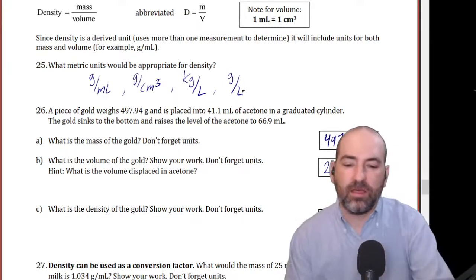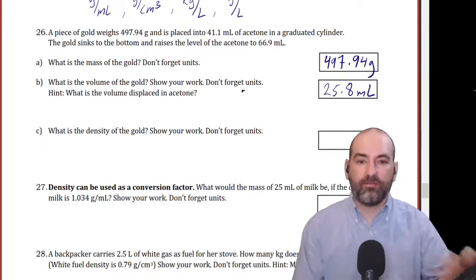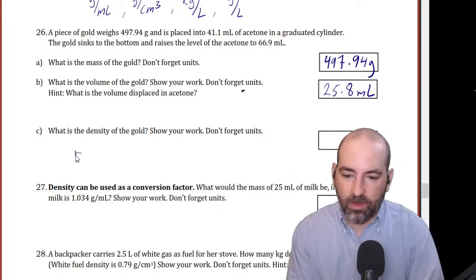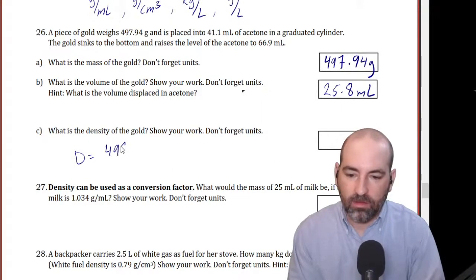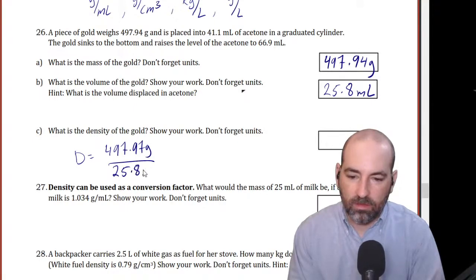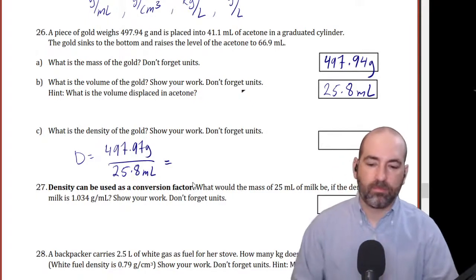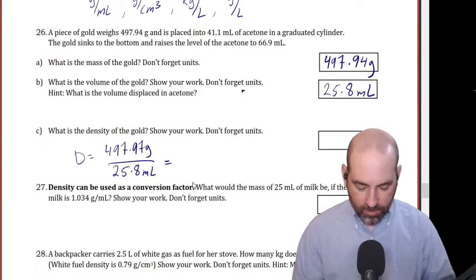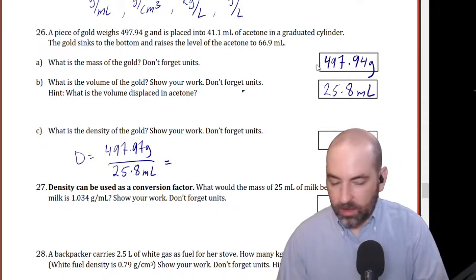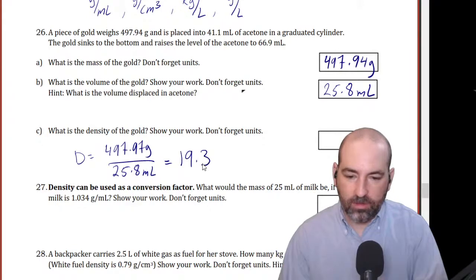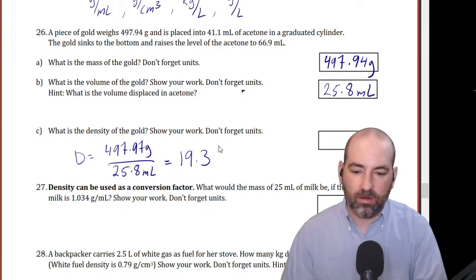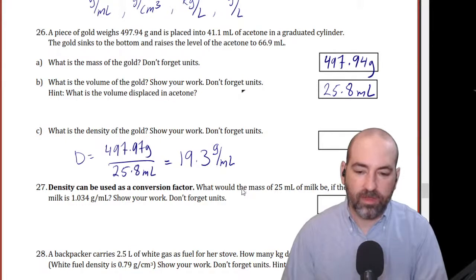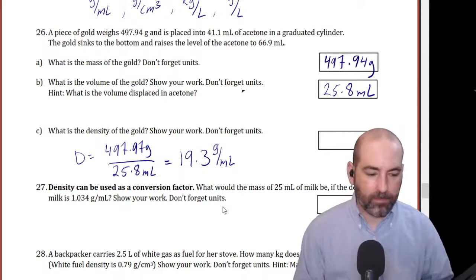So then the density is the ratio of mass to volume, or mass divided by volume. So we can calculate this. 497.97 divided by 25.8 is 19.3. And now our unit is going to be grams per milliliter. We can write it like that. And that's our density.